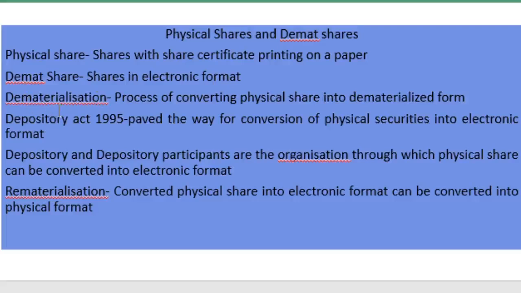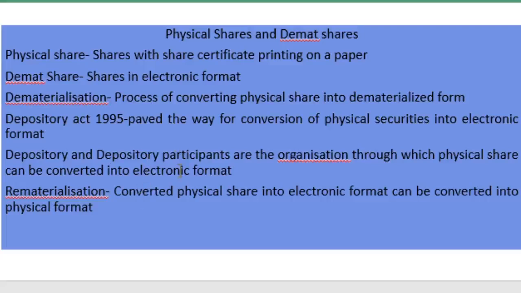Then what is dematerialization? The process of converting a physical share into Demat form is known as dematerialization. That is, we can convert the paper form of the certificate into electronic format. That conversion process is termed dematerialization. The Depository Act 1995 paved the way for the conversion of physical securities into electronic format.